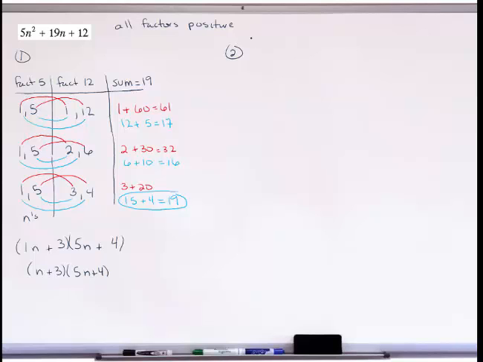Okay, so let's try method 2, which is the big giant X. First, I do a times c, which is 5 times 12, which is 60. I make my x. I want to multiply to make 60, and I want to add to make 19. So I'm going to start thinking of factors of 60 that will give me a 19. 6 and 10 is 16. 2 and 30 is 32. 20 and 3 is 23. And then we can keep going through and we get 15 and 4, which will be 19.